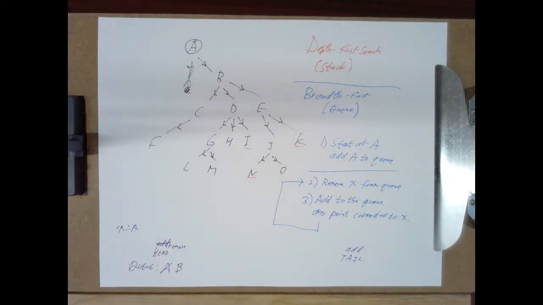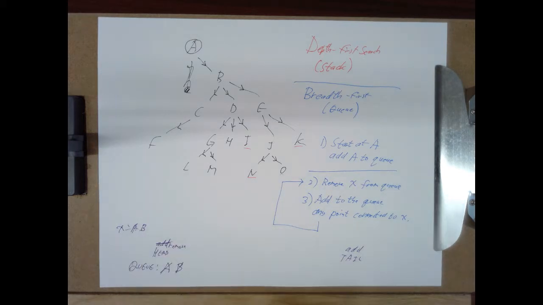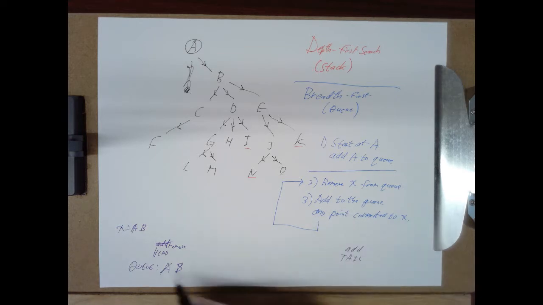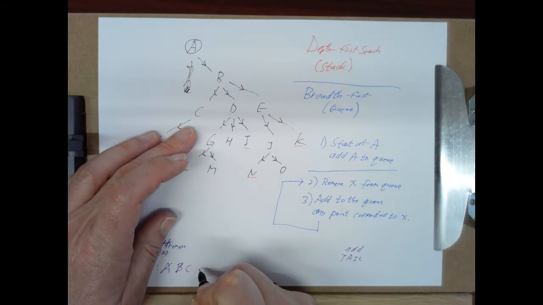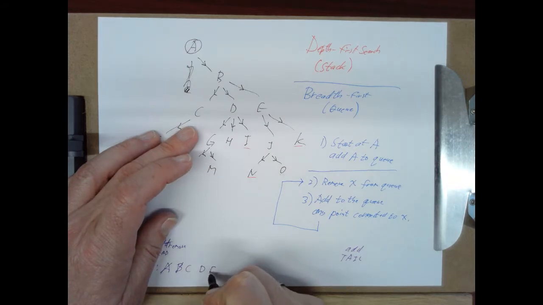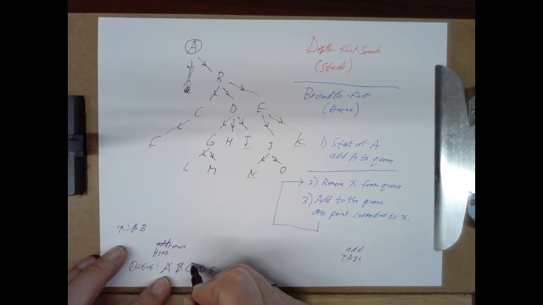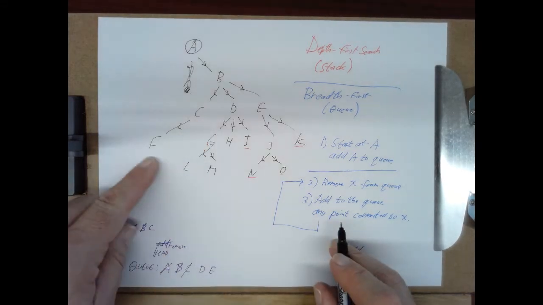So we've got a B sitting in the queue. Okay, and we go back to step 2, which says remove what's at the head of the queue. So we remove a B, and we set X equal to B. And step 3 says add to the queue any point connected to B. Well, what's connected to B? Well, we've got a C, and we've got a D, and we've got an E. So all of those get pushed into the queue. And we go back to step 2, remove the head of the queue. So we remove C, so X is equal to C. And we take anything connected to C and put it into the queue. So that's an F.